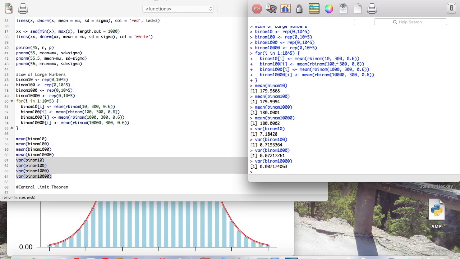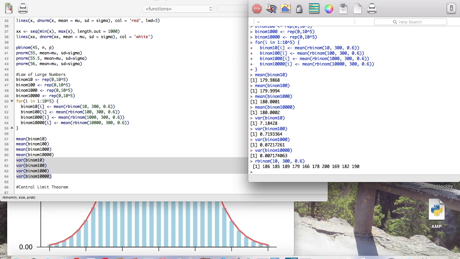So rbinom is the fourth of the major functions that you can call for dealing with probability distributions. And what rbinom does is it draws this number of samples from the distribution. So rbinom of 10 with 300 trials and 0.6 probability of success will go and give you 10 outcomes from the binomial distribution with 300 trials and a probability of success of 60%. And we would get, in this case, these 10 outcomes.